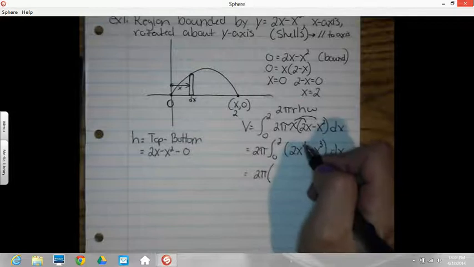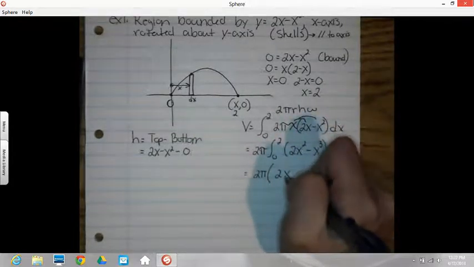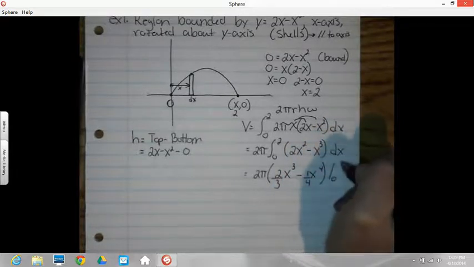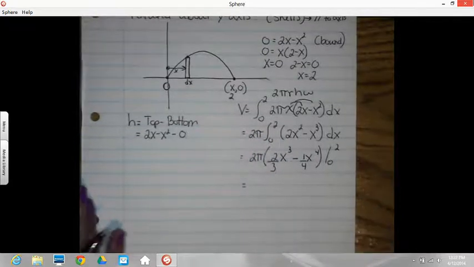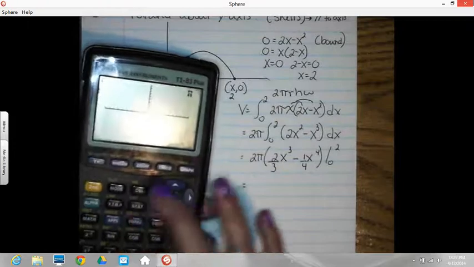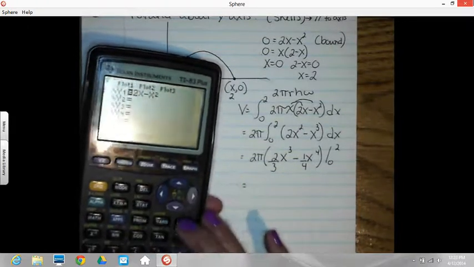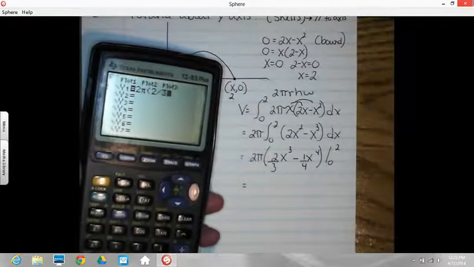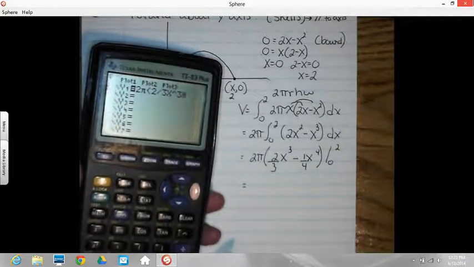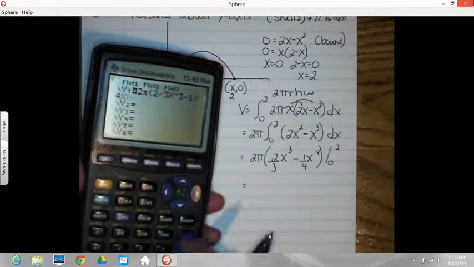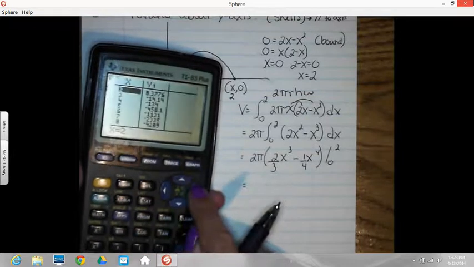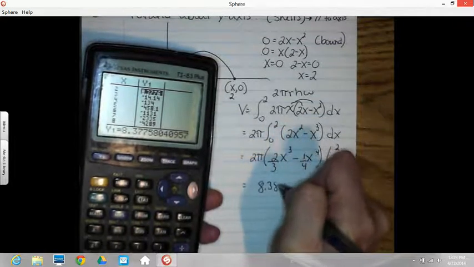So power rule says add 1 there. Multiply by 1/3. Add 1 there. Multiply by 1/4. Evaluating from 0 to 2. Okay, and then it's just calculating. Don't forget the 2 pi. Parenthesis, 2/3 x cubed minus 1/4 x to the 4th. Started at 2. 8/3 minus the 0 is 0.